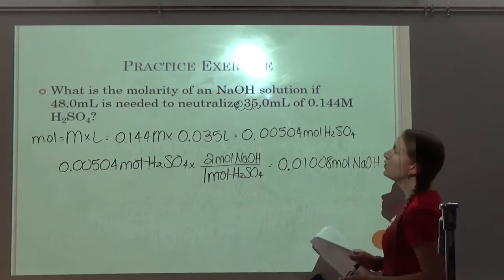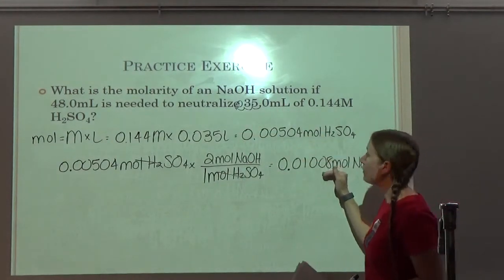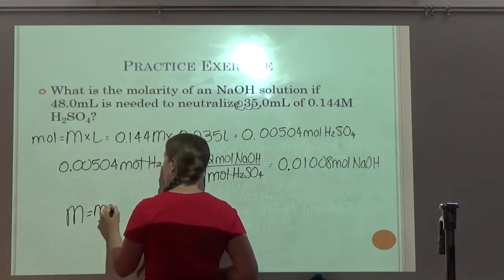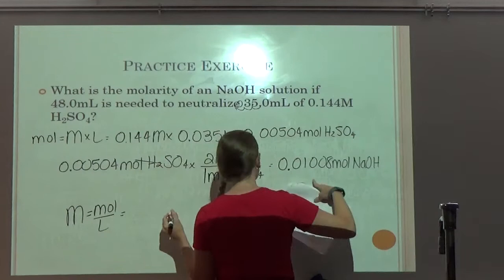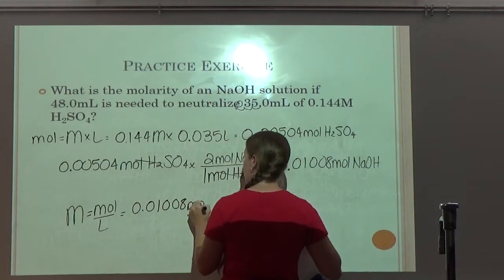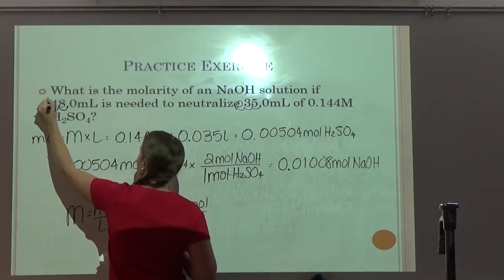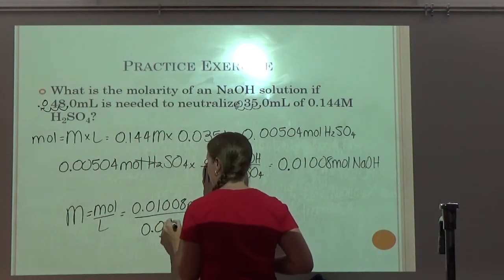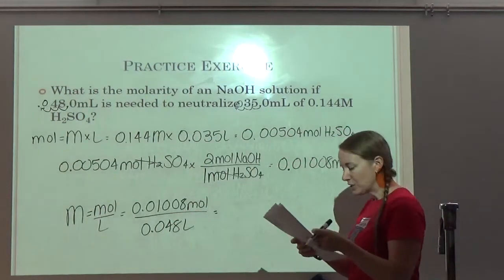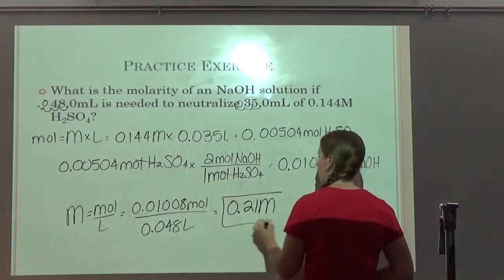All right, once I know that, I can figure out the molarity because it gave me the volume. So I have the moles, I have the volume. Molarity is moles per liter. So my moles is 0.01008, and my liters is, move it over 1, 2, 3, 0.048 liters. Okay, so I divide, and for this one, I got 0.21 molarity.